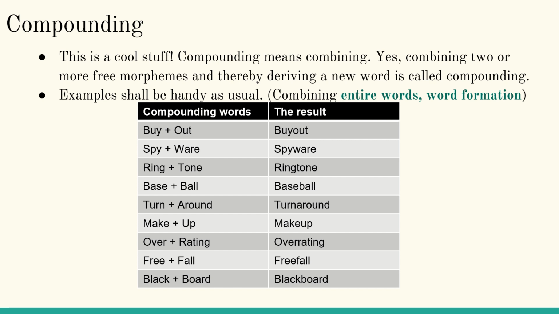Buy plus out, buyout. Spy plus wear, spyware. Ring plus tone, ringtone. Turn plus around, turnaround. Make plus up, makeup. Over plus rating, overrating. Free plus fall, freefall. Black plus board, blackboard. This is the simplest example that I can cite. This gets a new word out of the previously available two distinct words which by themselves are very meaningful. We are still combining them to get a new word out of it.